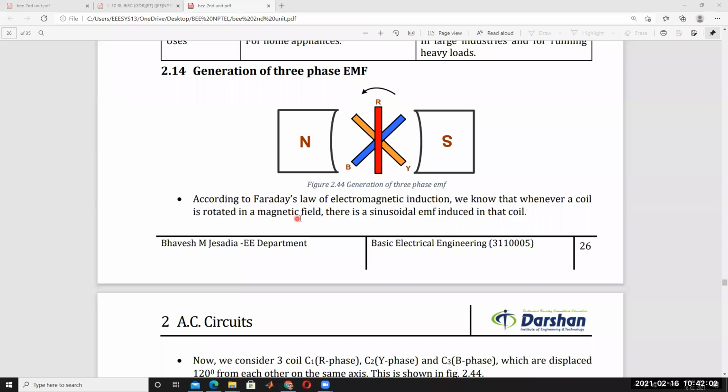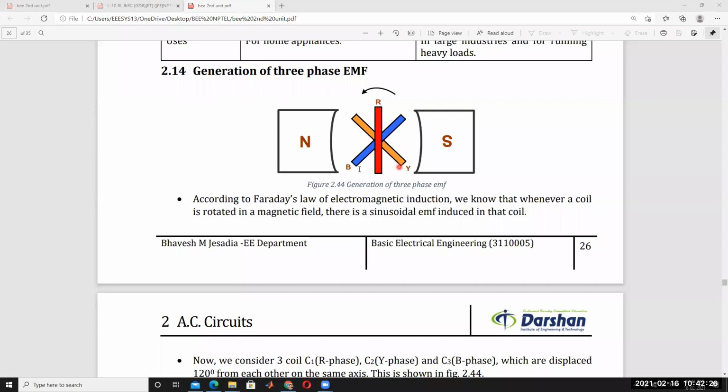So according to Faraday's law of electromagnetic induction, we know that whenever a coil is rotated in a magnetic field, a sinusoidal EMF is induced in that coil. You know well, according to Faraday's law, a rotating conductor placed in a stationary magnetic field experiences some EMF. This is called rotating conductors.